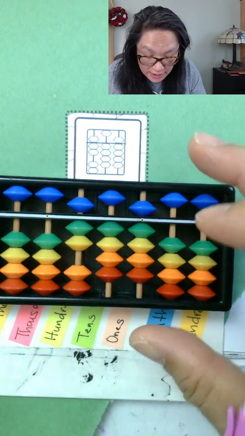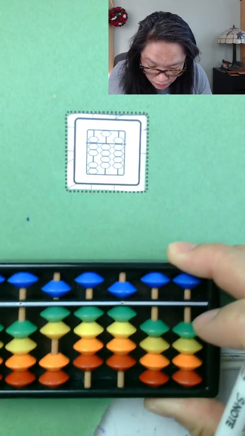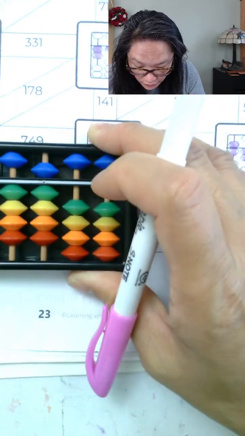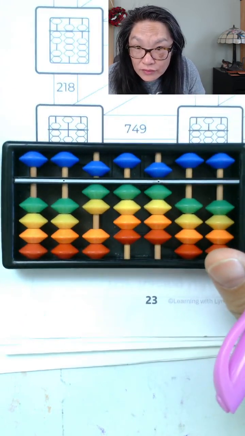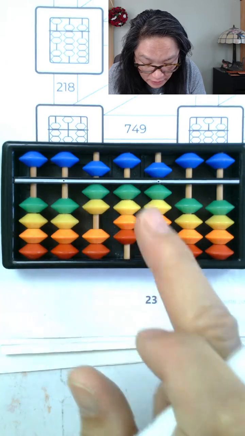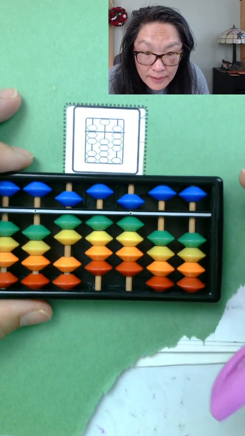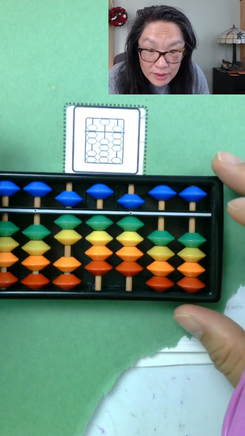Okay, great. 749. So what we're going to do is we're going to find our 749. That's what it looks like. 749 takes me to the next box. I love math. I don't want to break the bell curve.